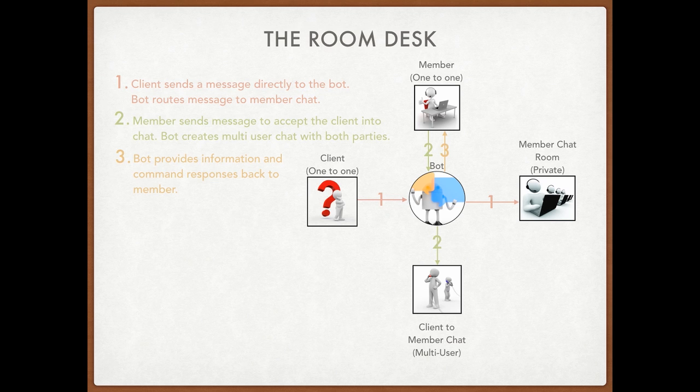And from there, the client and the member can communicate with one another and the member can try to resolve the client's question just as they would in any normal chat on Symphony. And finally, the bot provides information and command responses back to the member. So whatever command that the member sends into the system, the bot will provide back feedback, information, and different responses.